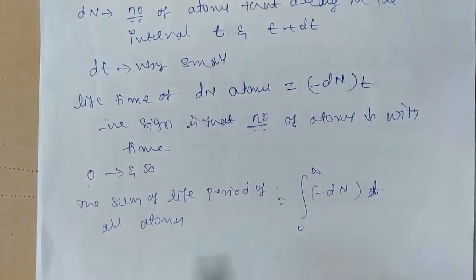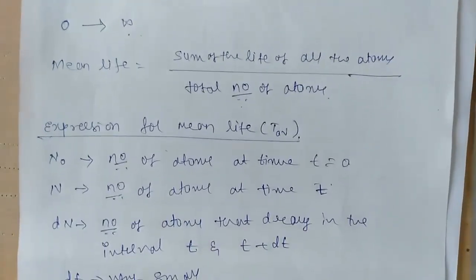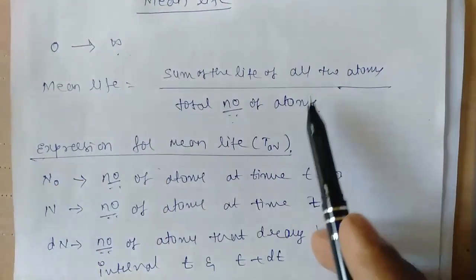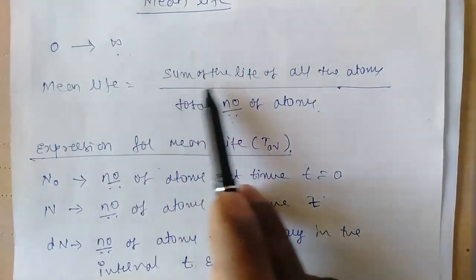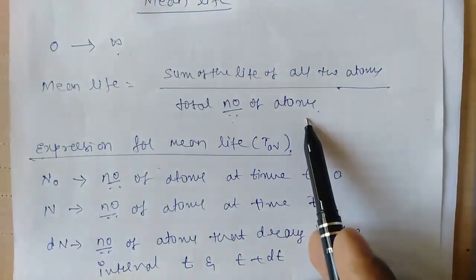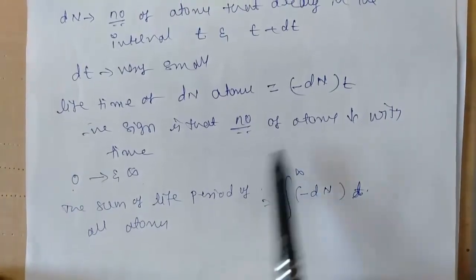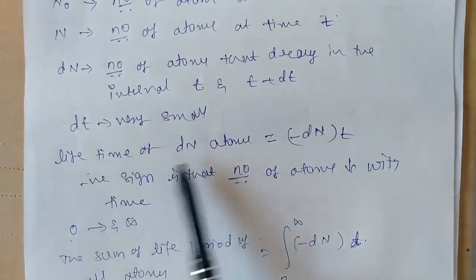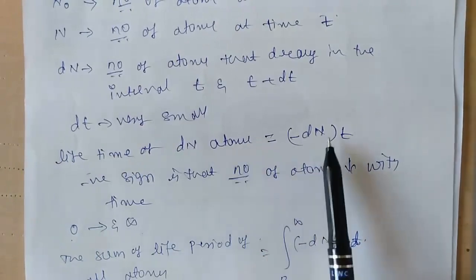Okay, got it, students? Why are we calculating the sum of the life period of all atoms? Because according to the definition, the mean life is the ratio of the sum of the lives of all the atoms divided by the total number of atoms. Here we have calculated the lifetime of dN number of atoms in a particular time t.